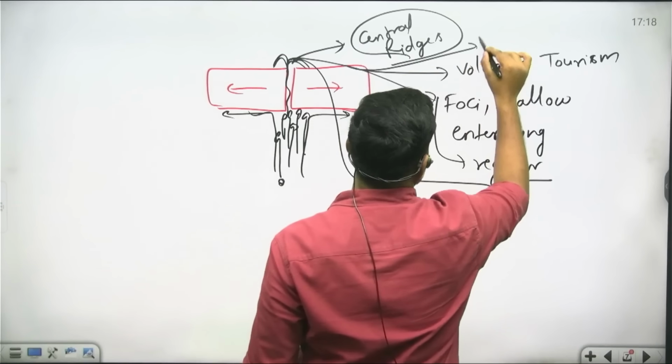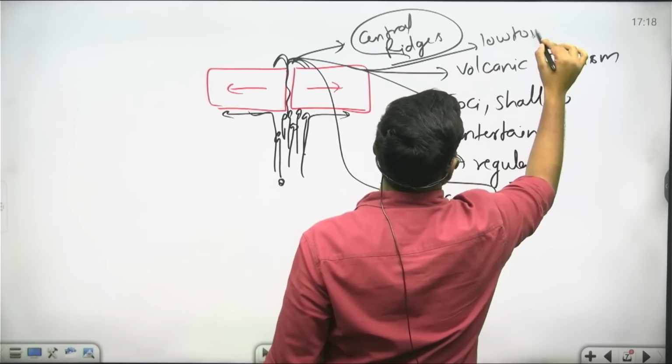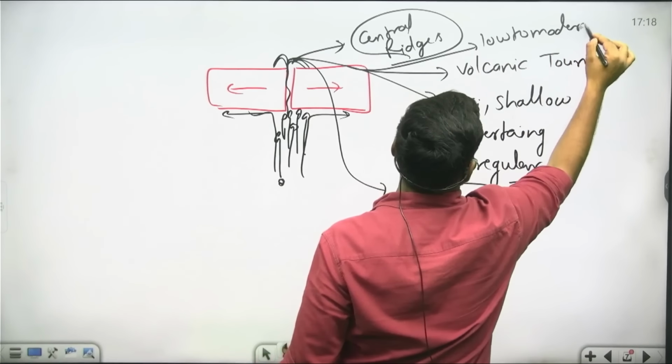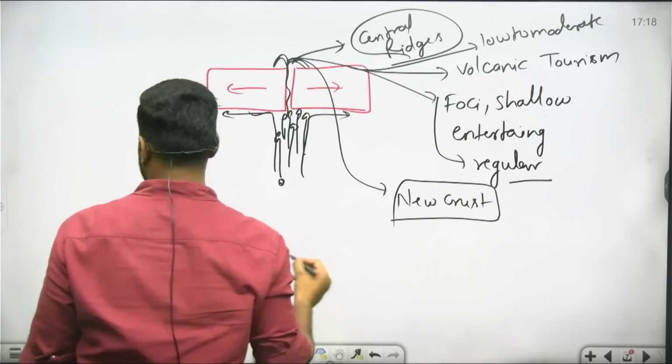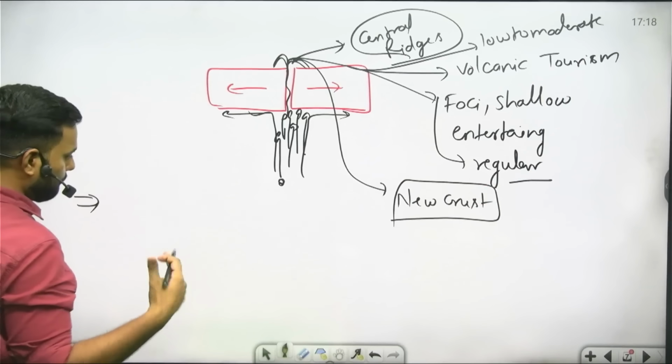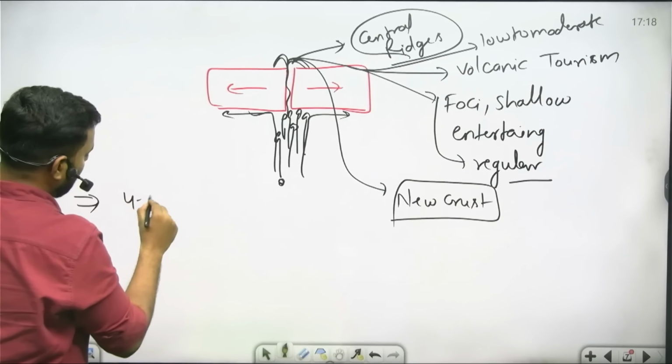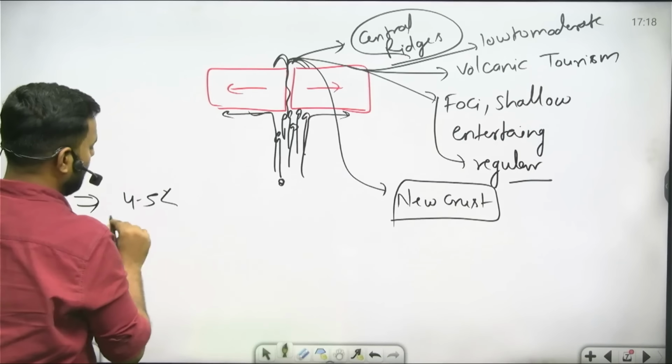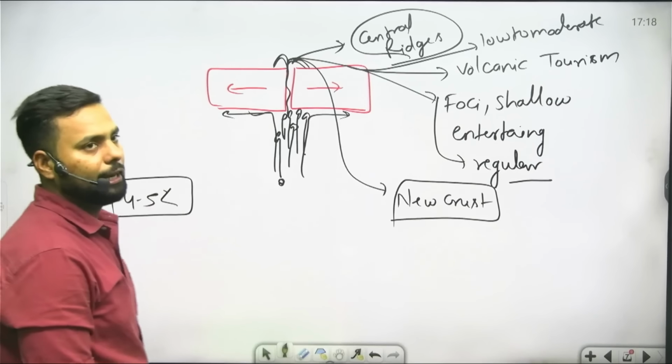यहाँ अर्थक्वेक क्या है? Low to moderate, and mostly the magnitude is less than 4.5, less than 4.5 magnitude है, ये भी ध्यान रखना है.